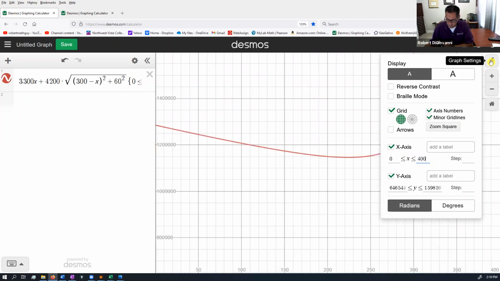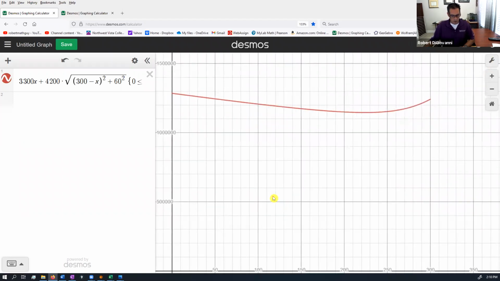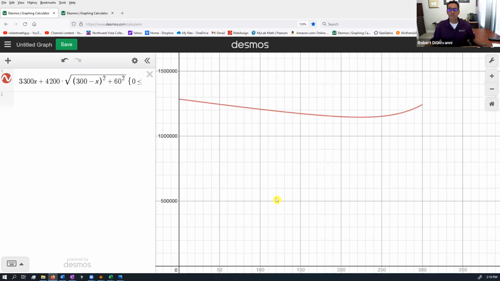I got lucky. All right, and then the y is going to go between 0. Sometimes I mess this up. There we go. That should work. There's the graph. There's the graph of that function.